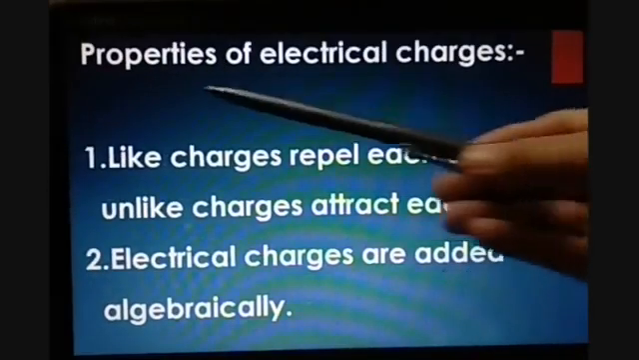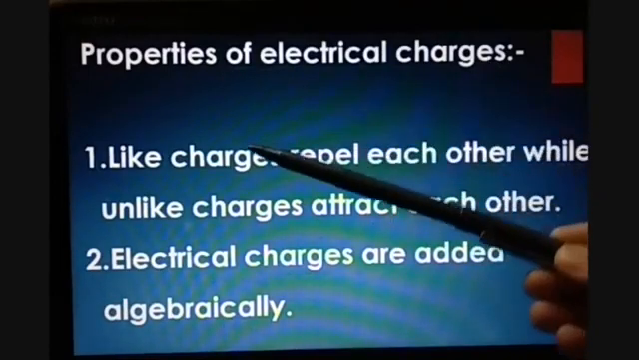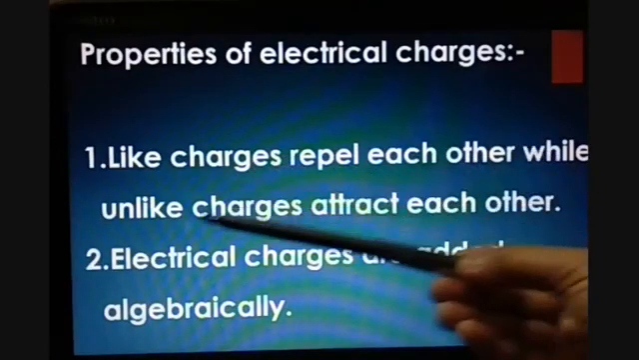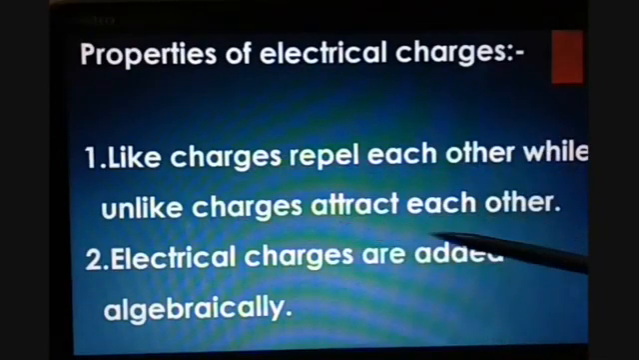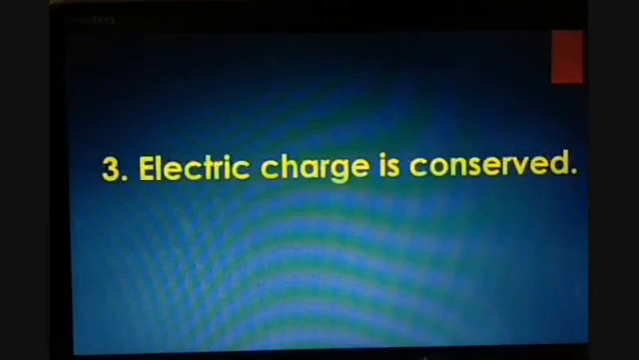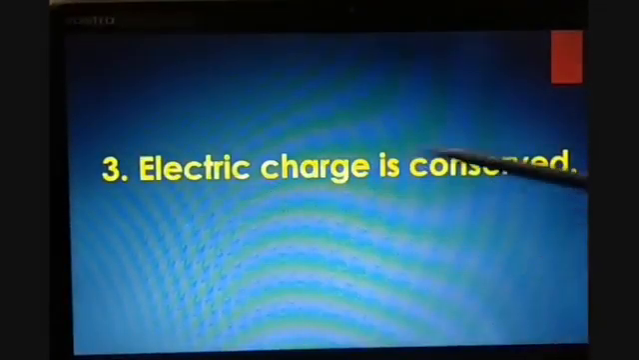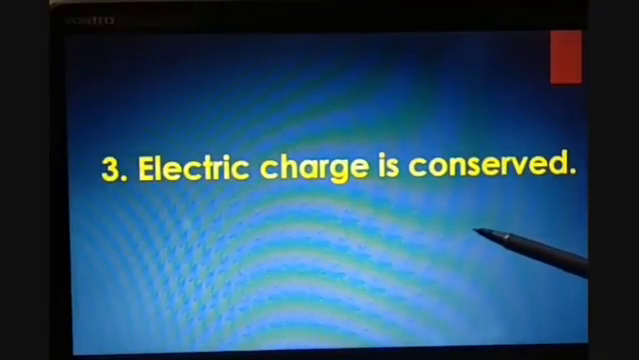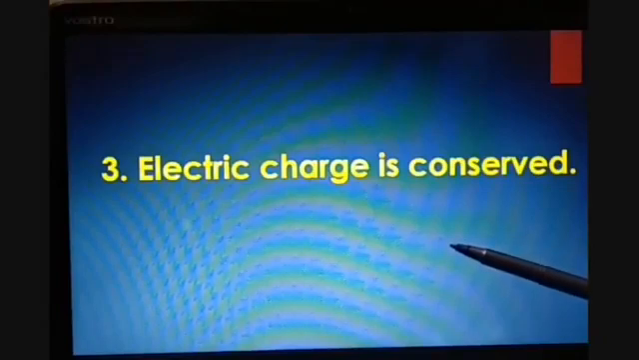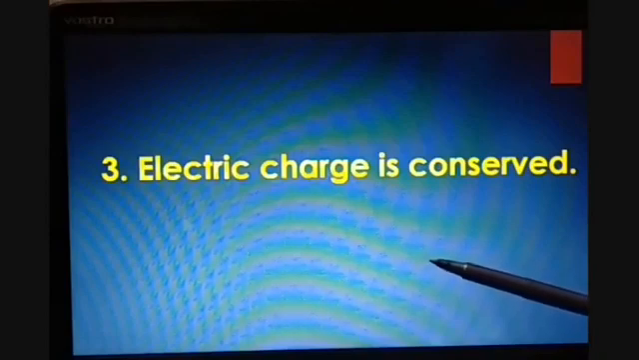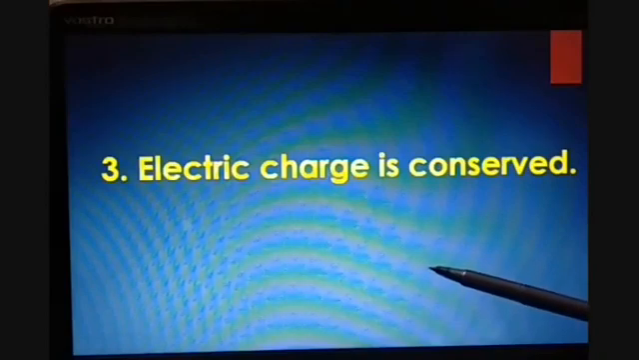Now let us study about the properties of electric charges. The first property is that like charges repel each other while unlike charges attract each other. Second, electrical charges are added algebraically. Third, electric charge is conserved. Here, charge conservation means charge can never be created nor be destroyed, but it can be transferred from one form to another form, or you can say from one substance to another substance.